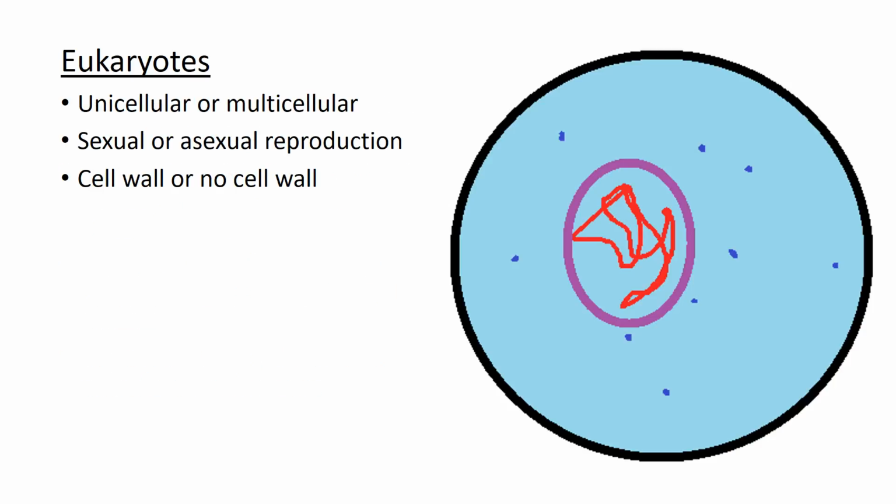Some eukaryotes are unicellular, and some eukaryotes are multicellular, so they can be either. Some eukaryotes reproduce sexually, and other eukaryotes reproduce asexually. So we find sexual or asexual reproduction among eukaryotes. And some eukaryotes have cell walls, and other eukaryotes do not have cell walls.